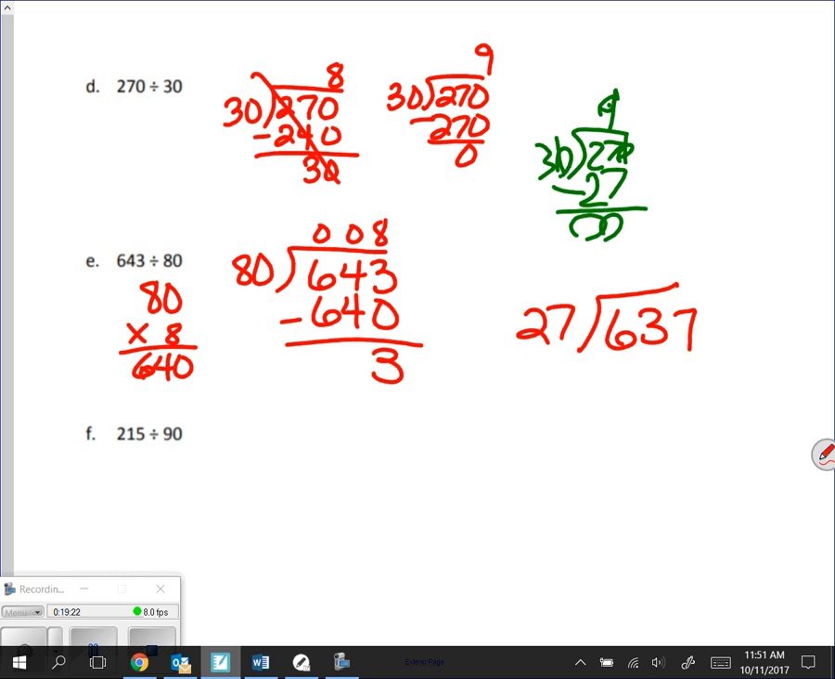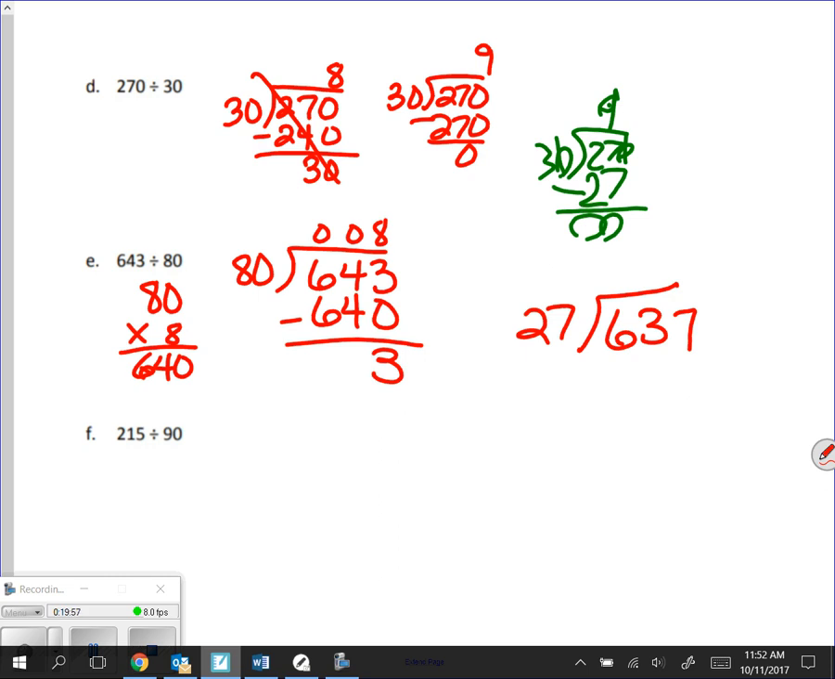I may not know a whole lot about 27, but I know some stuff about 25 or 20. I don't want to do 25 times 1, 25 times 2, 25 times 3, 25 times 4. I don't want to have to multiply every single thing. So I might go, okay, I'm trying to get to 63, and I've got 27. So I know 25 times 3 is 75.